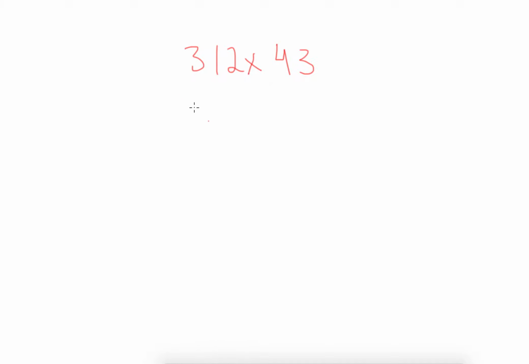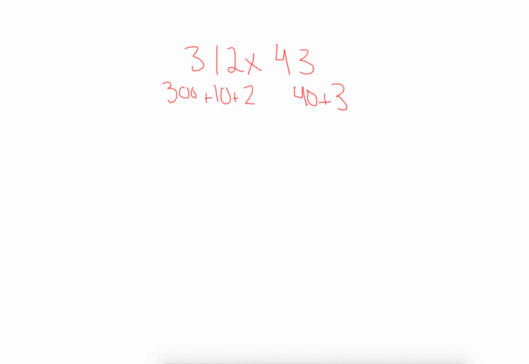So what I'm going to do first is I'm going to break the number apart. So I'm going to break this up into 300 plus 10 plus 2. It's expanded form. Then I'm going to break 43 up into 40 plus 3.